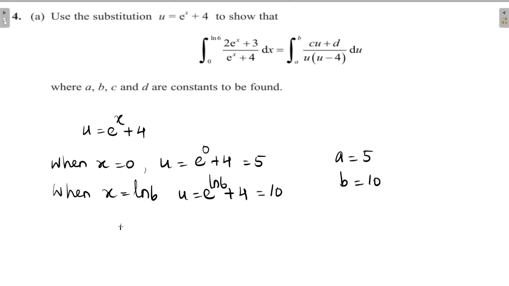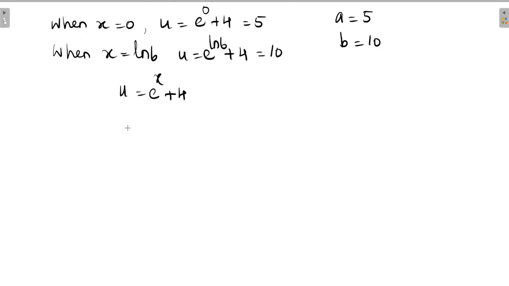Now u equal to e power x plus 4. We can convert in terms of u. So let's find out e power x. E power x equal to u minus 4. Let it be. Now we can find du also.